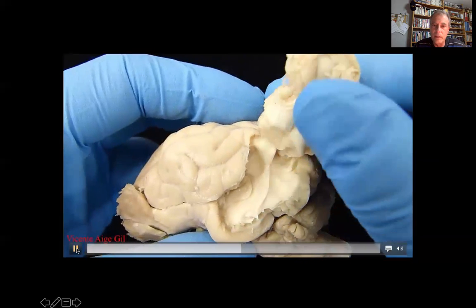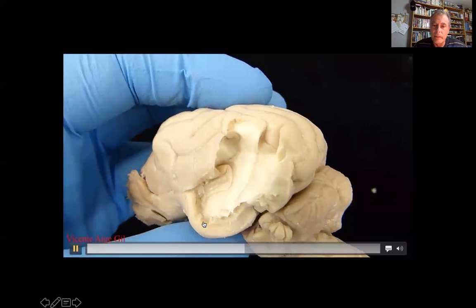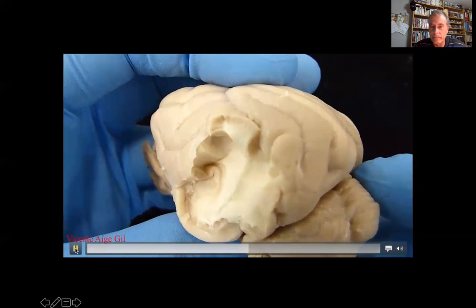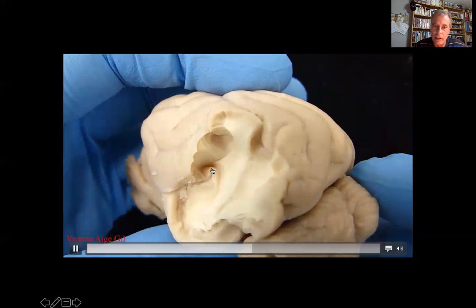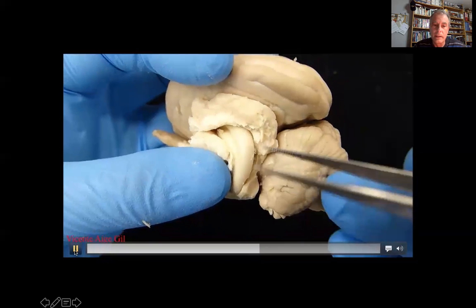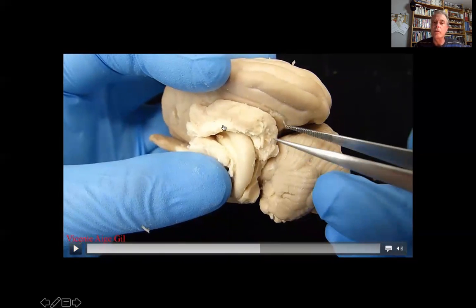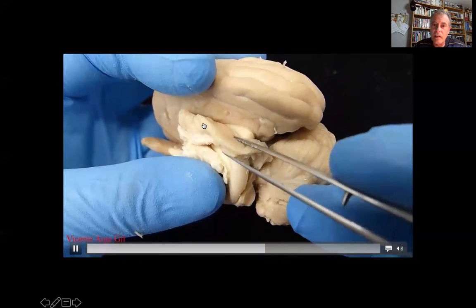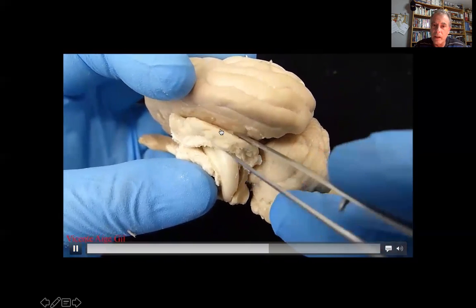Now we remove part of the neocortex in order to identify the insula, the insular cortex. This is the piriform lobe that extends caudally as the parahippocampal gyrus, the white matter. Having removed most of the neocortex, we have the transition cortex, that is the cingulate gyrus, on top of the corpus callosum.